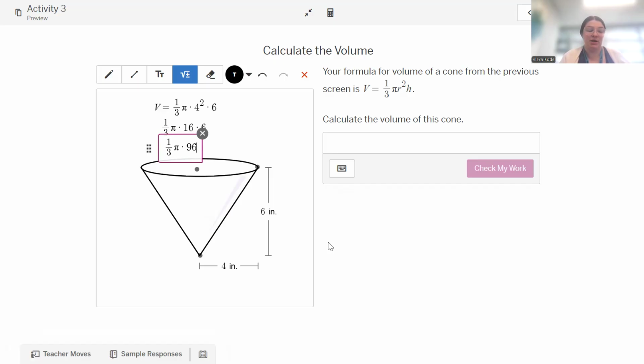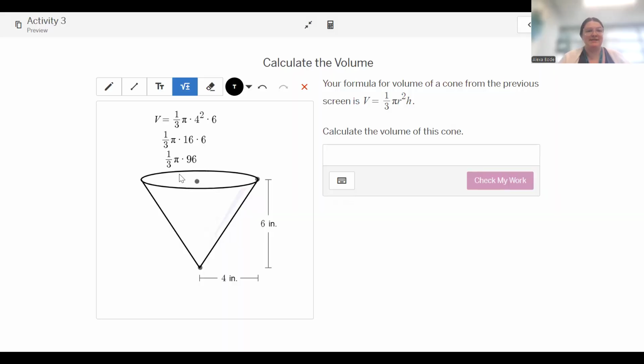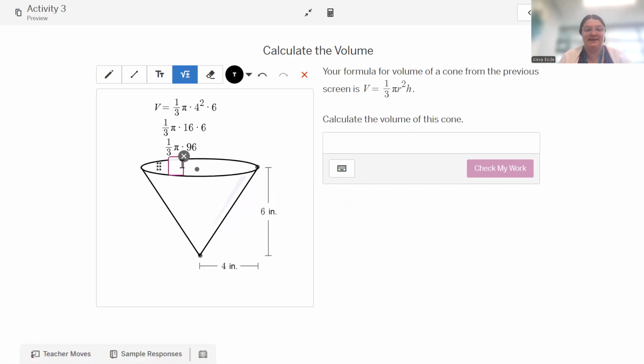Let me double check with my calculator. Okay, yeah, right. And so now to multiply that 1/3, again, I always leave pi for the end. Even though it's kind of in the beginning, we always leave that for the end. So then 1/3 of 96, or 96 divided by 3, is going to give you 32. So 32 pi is your volume for this cone.